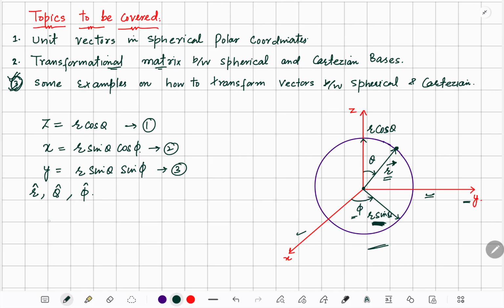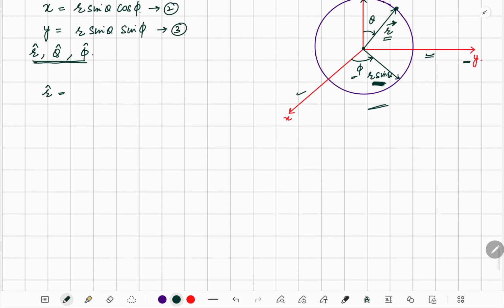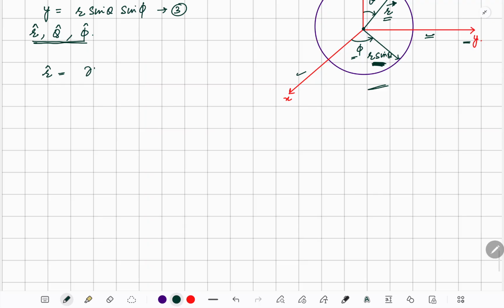In order to find the r cap, we'll use the basic definition: r cap is given by the partial derivative of the vector r with respect to r, divided by the magnitude of the partial derivative of r with respect to r. I'm using the basic definition of any unit vector: a unit vector is given by the given vector divided by the magnitude of the given vector.